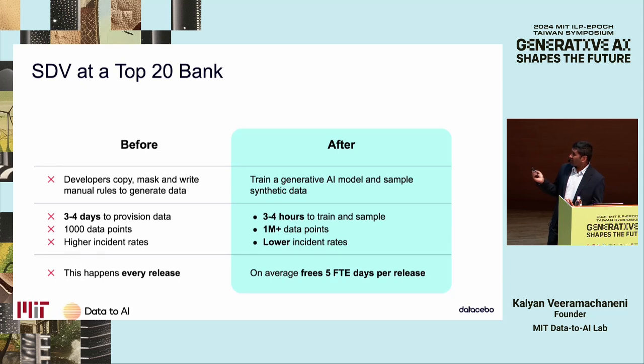To give you an idea, it saves 5 full-time effort days. This is estimated by a top 20 bank in the world, per release, per application. There are thousands of applications in a typical bank. So you can imagine if there's an average of 12 releases, that's around 12,000 times 5, 50,000 to 60,000 full-time effort days that this saves. Because otherwise they would be either waiting for the data or manually creating rules to create data.